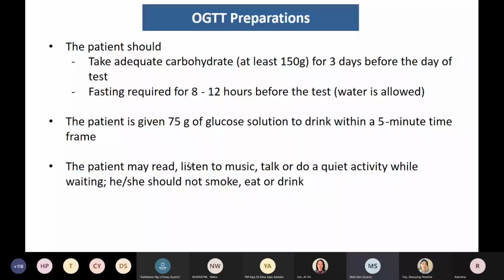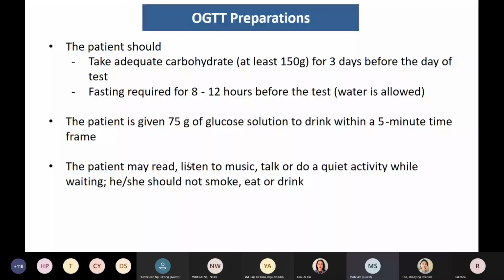The patient is then given a 75-gram glucose solution to drink, and this really should be drunk within a 5-minute time frame. During the 2 hours, which is the time between the first blood sample and the second blood sample, the patient may read, listen to music, talk, or do a quiet activity while waiting. He or she should not smoke, eat, or drink.